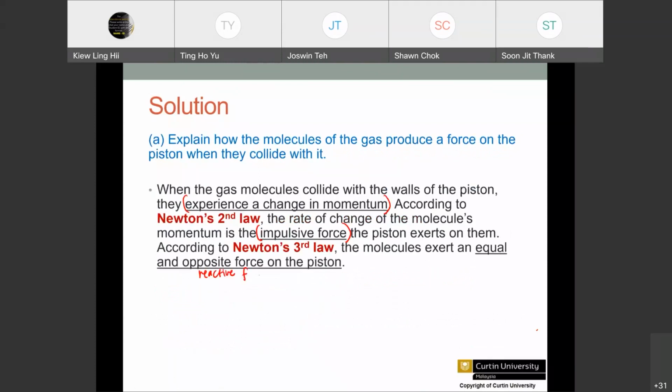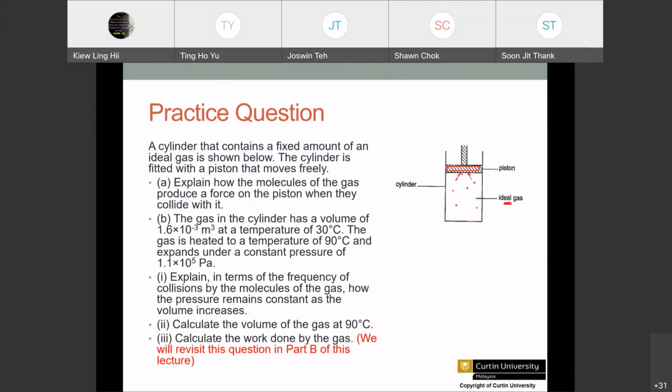All right, so this is the explanation of why there is force during collision. Okay, the second question. B1. The gas in the cylinder has a volume of this. B1. Explain in terms of the frequency of collisions by the molecules of the gas how the pressure remains constant as the volume increases. So how does the pressure remain constant when volume increases?